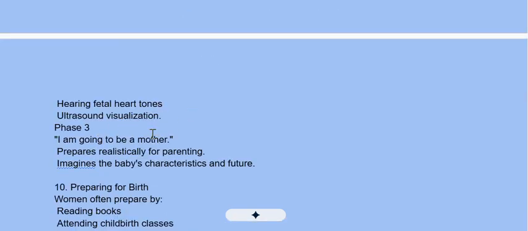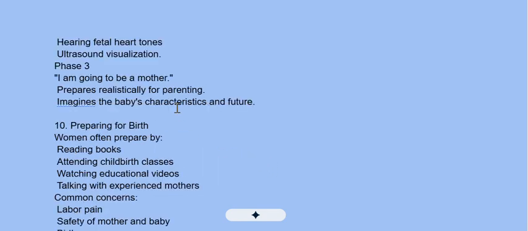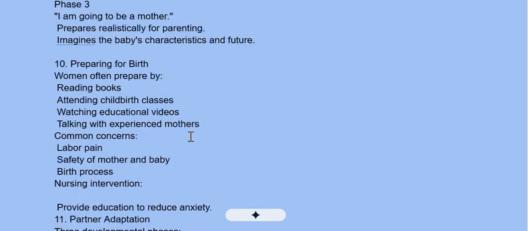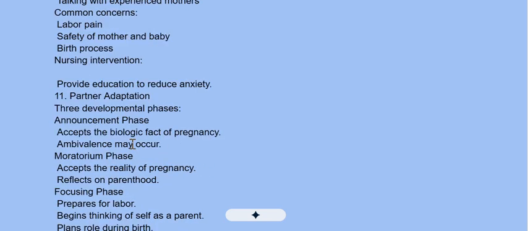ultrasound visualization. Phase 3: I am going to be a mother. Prepares realistically for parenting. Imagines the baby's characteristics and future. 10. Preparing for birth. Women often prepare by reading books, attending childbirth classes, watching educational videos, talking with experienced mothers. Common concerns: labor pain, safety of mother and baby, birth process. Nursing intervention: provide education to reduce anxiety.